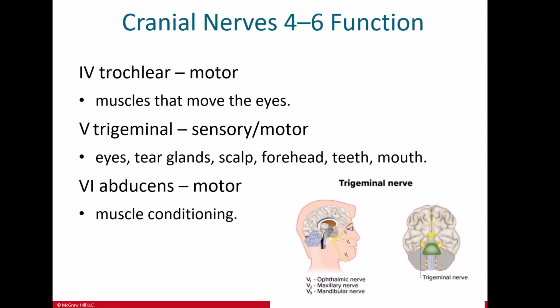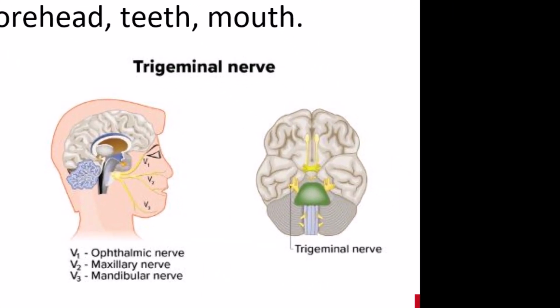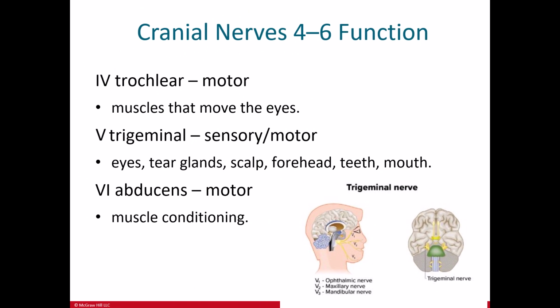And then we have trigeminal, which is the 5th cranial nerve. You might hear a term called trigeminal neuralgia. That would be including this 5th cranial nerve, which is a sensory and motor nerve. And it is responsible for eyes, tear glands, scalp, forehead, teeth, and mouth. Remember, our correct word for tear glands is lacrimal glands.